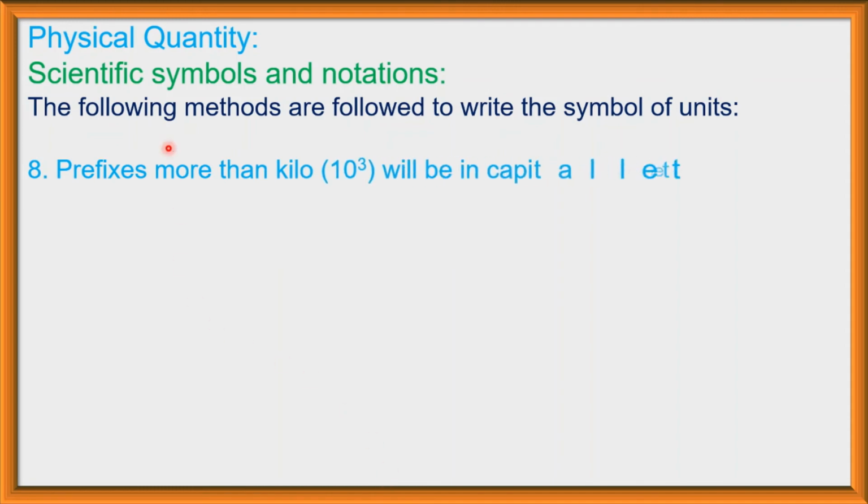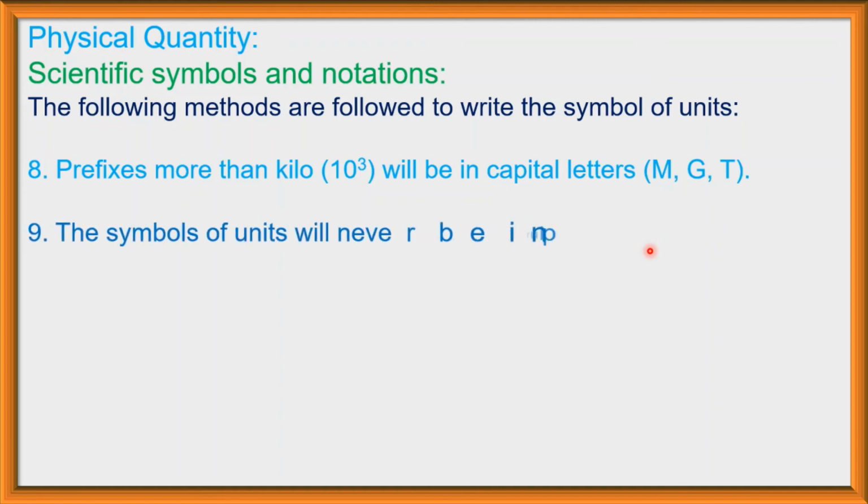Prefixes more than kilo, that is 10 to the power 3, we use kilo. Prefixes more than kilo will be in capital letter. Mega, giga, tera. Up to kilo it will be small letter. Deca, small. Hecto, small. Kilo, small. But after kilo, mega, giga, tera, peta, exa, these will be in capital letter.